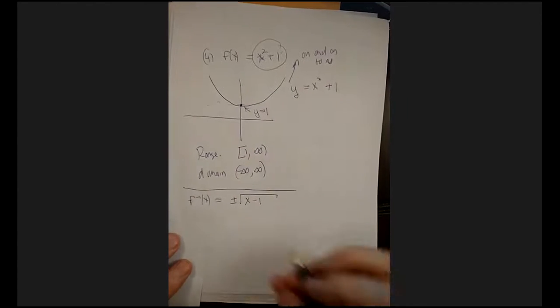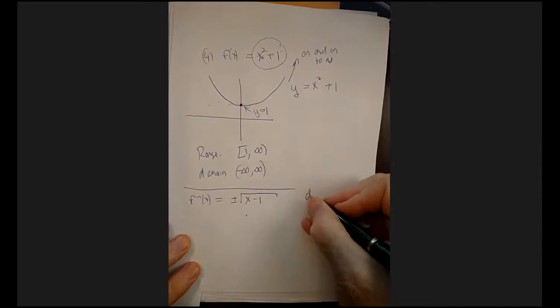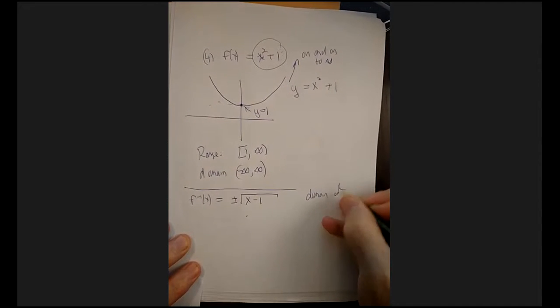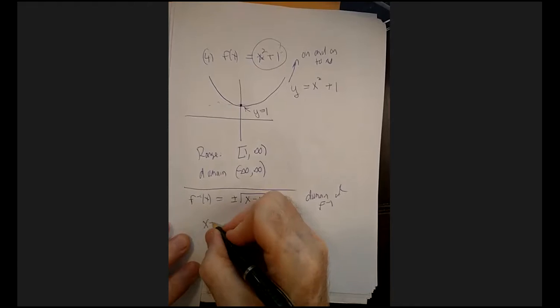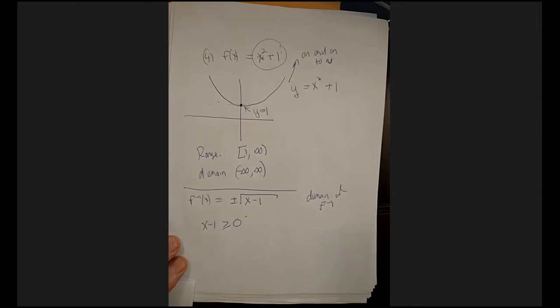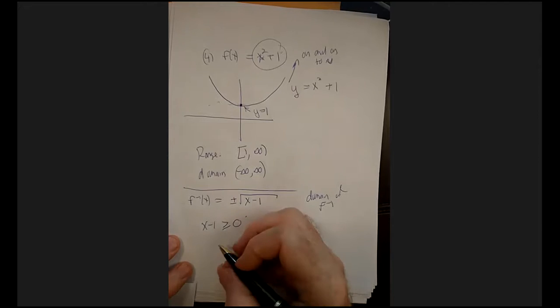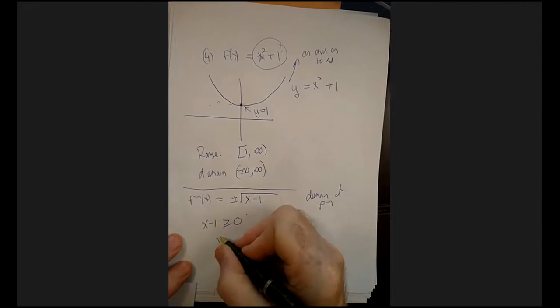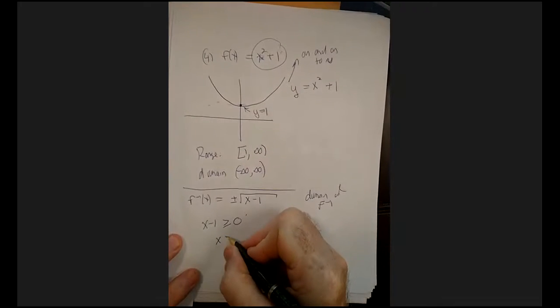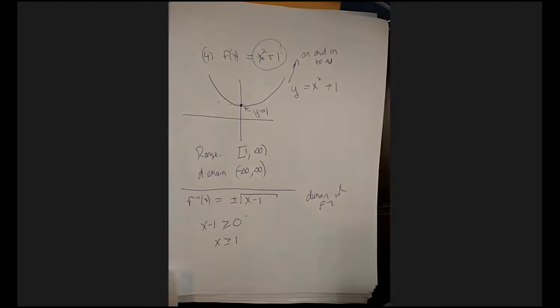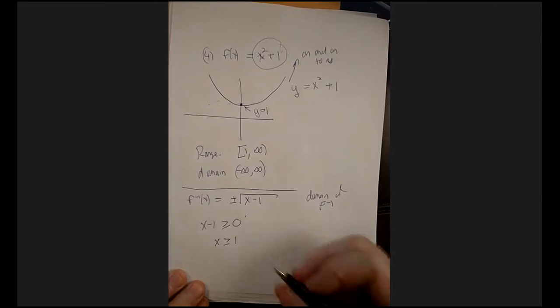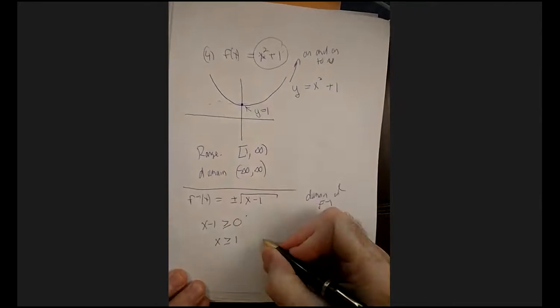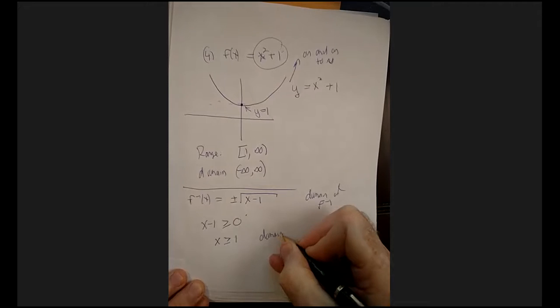Okay. Now remember, for the domain of the inverse, x minus 1 has to be 0 or above. And so, okay, I see a question which I'll come back to. So that means x has to be greater than or equal to 1. And so that's going to be the numbers that I can plug into the inverse. So this is the domain for the inverse.